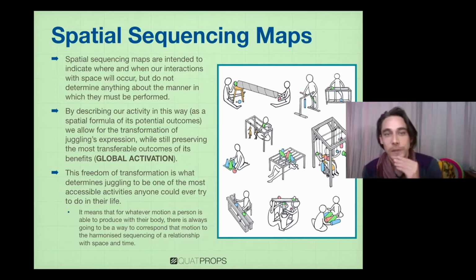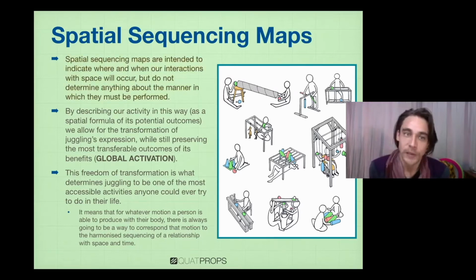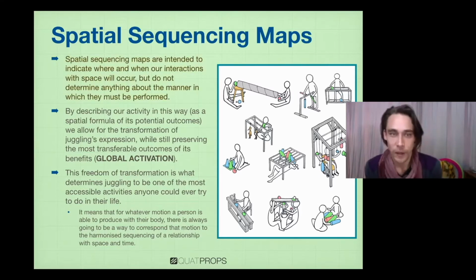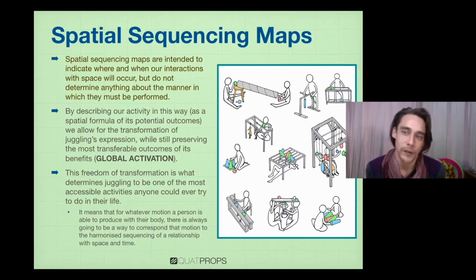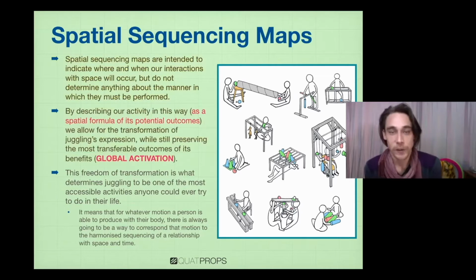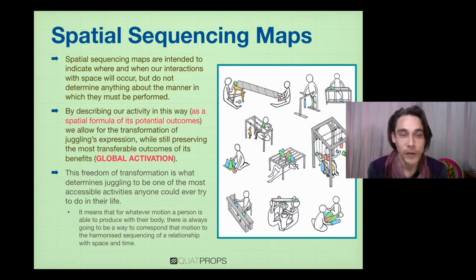So spatial sequencing maps are intended to indicate where and when our interactions with space will occur, but do not determine anything about the manner in which they must be performed, right? This is a constant theme, a constant goal of ours: to find ways to talk about, describe, and understand juggling without relating it to a particular action. By describing our activity in this way as a spatial formula of its potential outcomes, we allow for the transformation of juggling's expression, while still preserving the most transferable outcomes of its benefits, global activation.